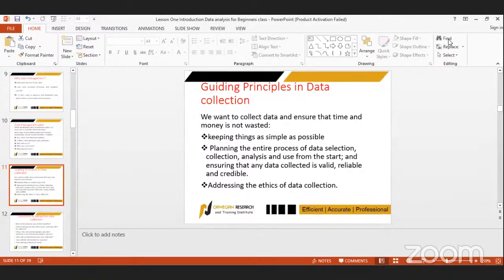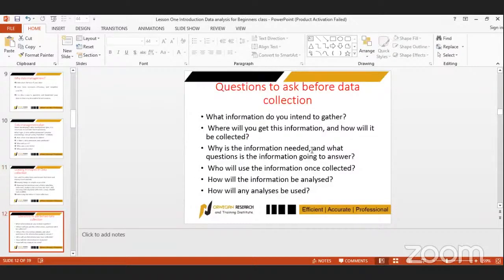Then the planning, the entire process of data selection, collection, analysis, and use from the start and all throughout, we must be able to ensure that the process is valid, reliable, and credible. And finally, we must be able to integrate addressing the ethical concerns during the process of data collection. Okay, so good. So what are the fundamental questions that we need to ask when we want to collect data?